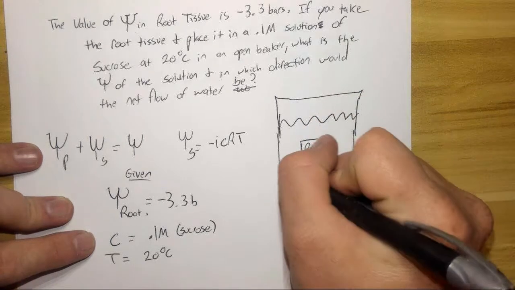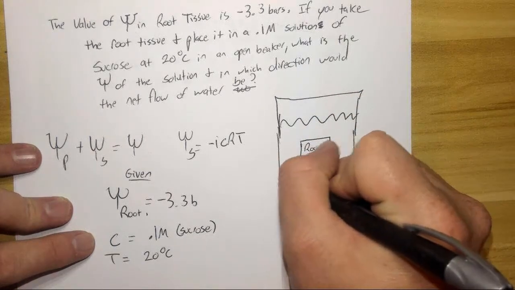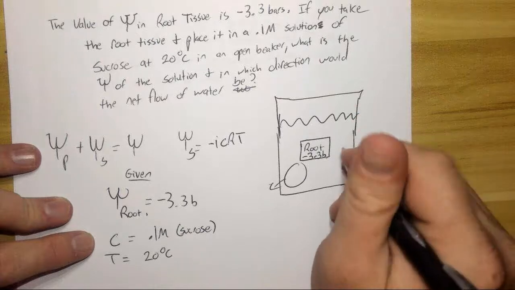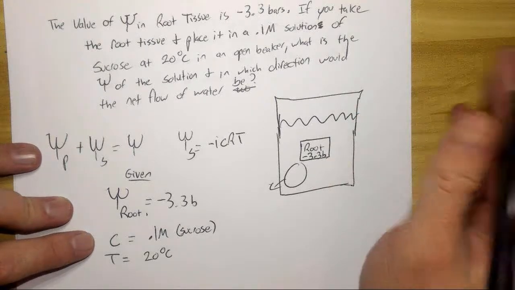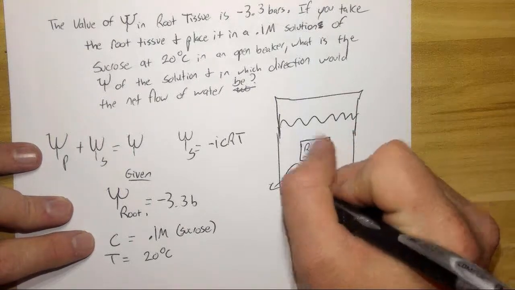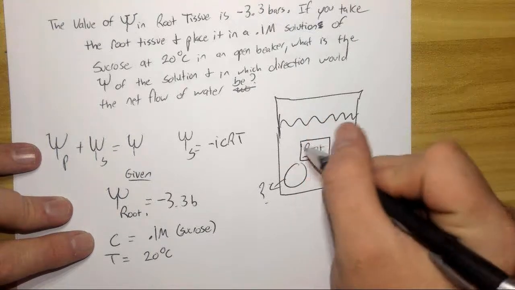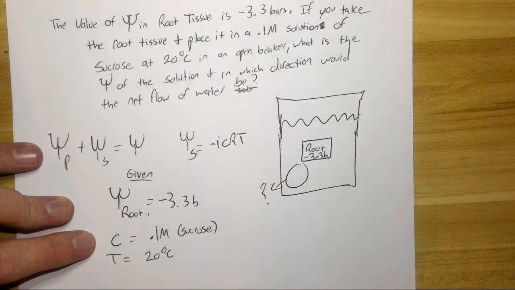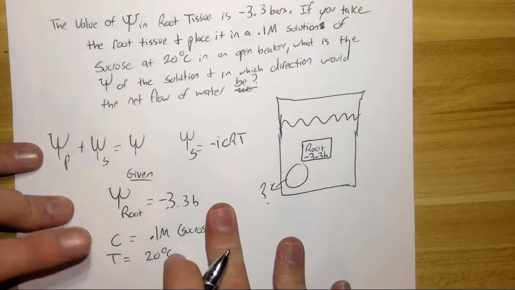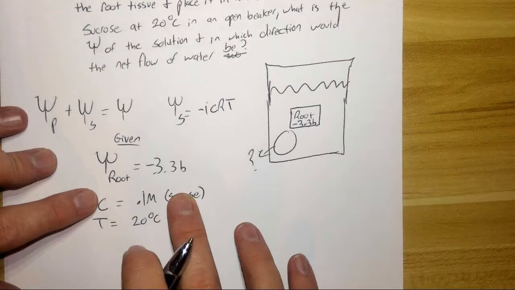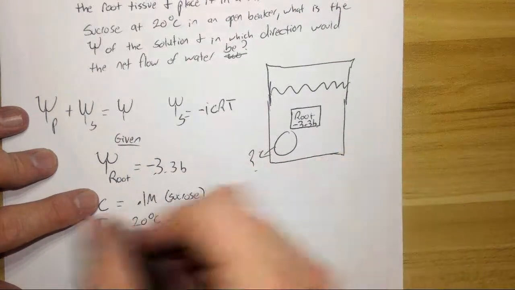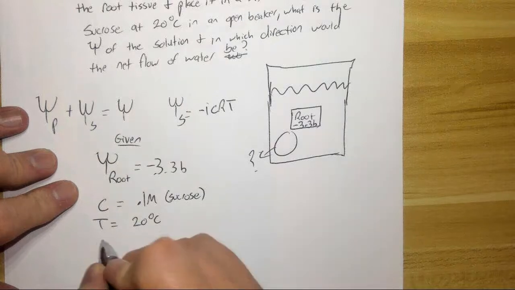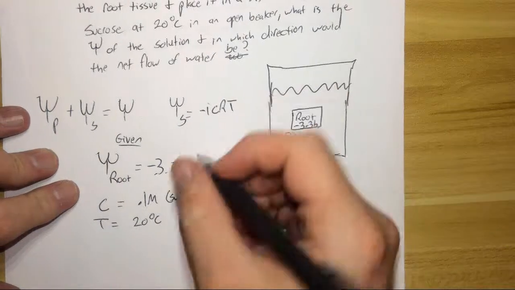The question's asking us, what is the solution's water potential? And knowing then, can we figure out which direction water is going? So we're trying to figure out the actual solution's water potential. So let's figure that out. We don't know anything about this being in equilibrium, so we can't make assumptions. But we do know this. That one pretty much doesn't give us anything, but we do know the solution. So we know it's a sucrose solution. It's got a concentration of 0.1 molar. Its temperature is that.